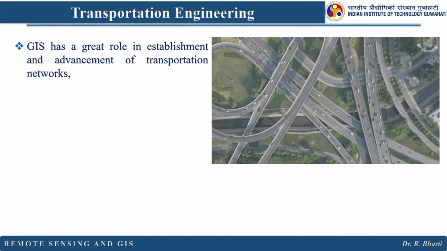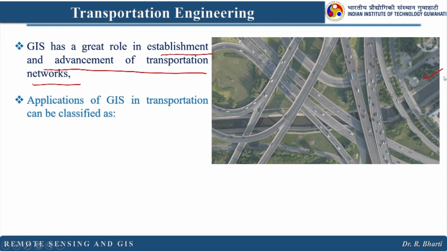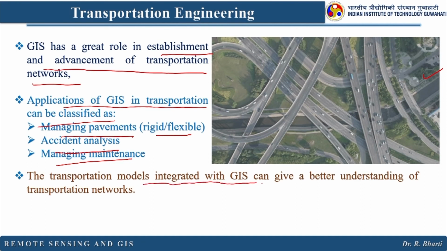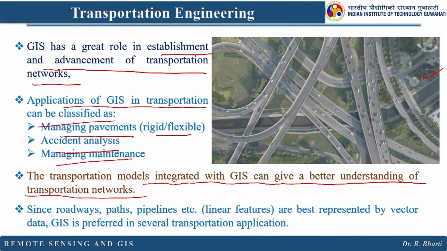GIS plays a very critical role in the establishment and advancement of transportation networks, because you can use the remote sensing data in the GIS environment and you can visualize. Then applications of GIS in transportation engineering can be classified as managing pavements, rigid or flexible, accident analysis, and managing maintenance. The transportation model integrated with GIS can give a better understanding of the transportation network. So this is where more work needs to be done, so you can think of applying this knowledge. Since roadways, paths, pipelines, etc. are best represented by vector data, GIS is preferred in several transportation applications.